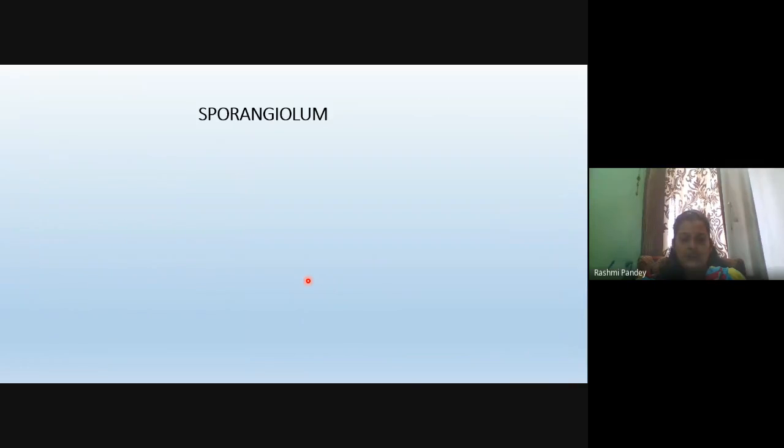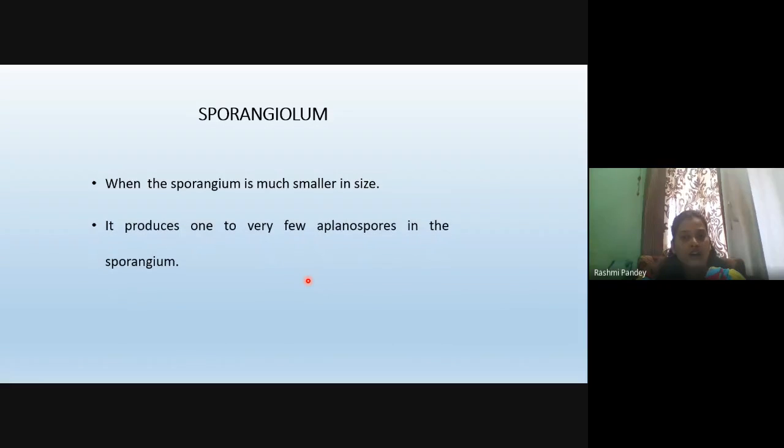Now, there is one more terminology, that is sporangiolum, which is also related to the apparatus or the sporangium. Whenever the sporangium is very small in size, which does not contain many aplanospores within it, only a few aplanospores are being produced, such kind of sporangium is called a sporangiolum.